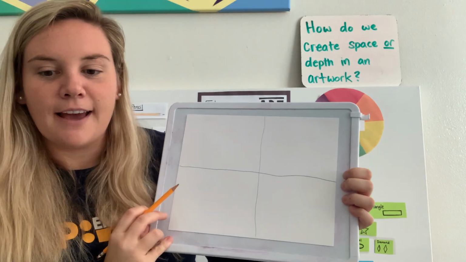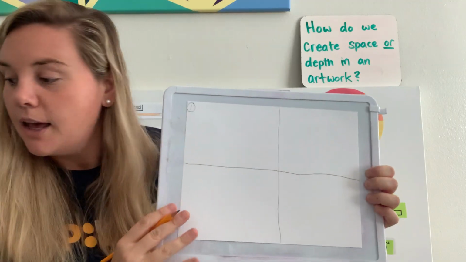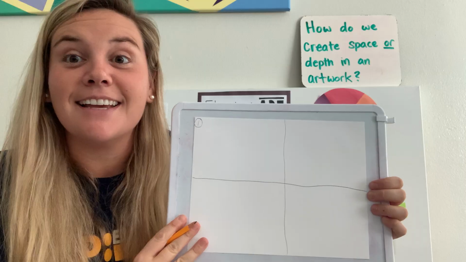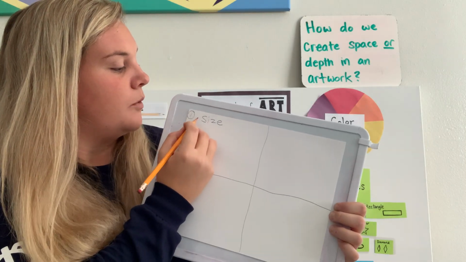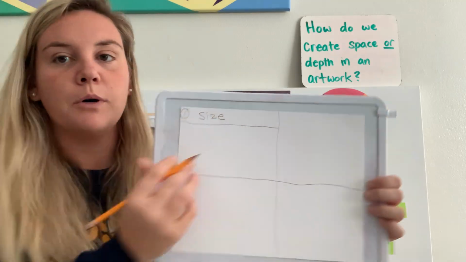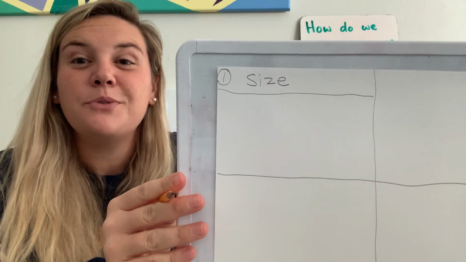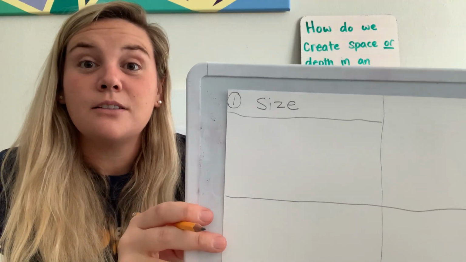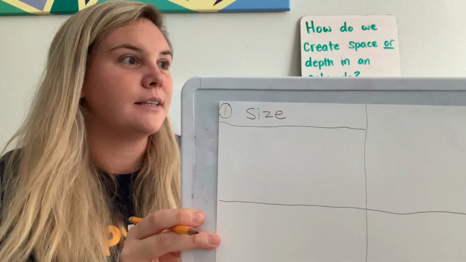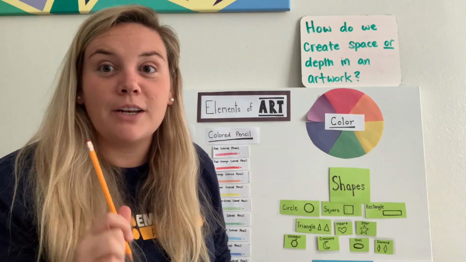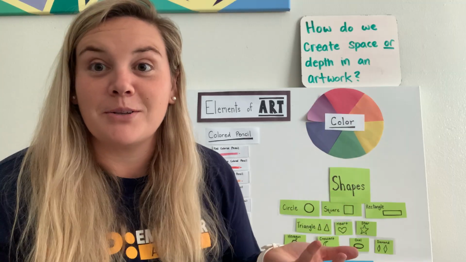Okay, once you've done that, we are going to put a number 1 in the first corner. And what I want you to write is size, S-I-Z-E. And then you can draw a line under size if you want to, just like this. We are going to figure out how can we use size to show space or depth in an artwork to make our artwork more realistic. So how can we use size to do that? Some people may already have a good idea, and if you do, you can get really creative with your drawing. If you don't know, that's okay, I'm about to show you.